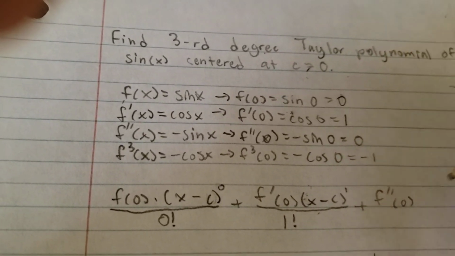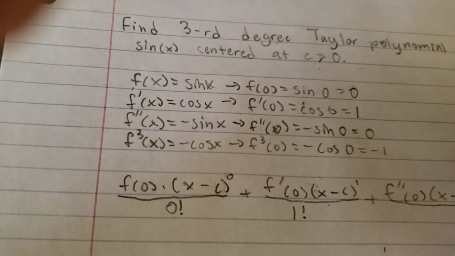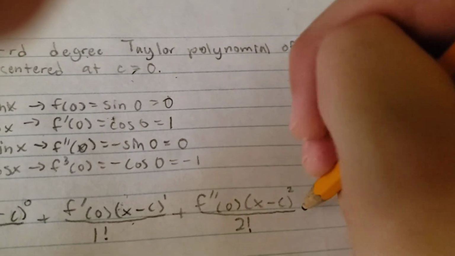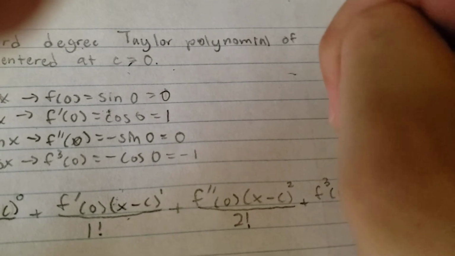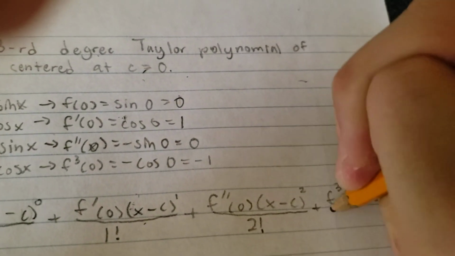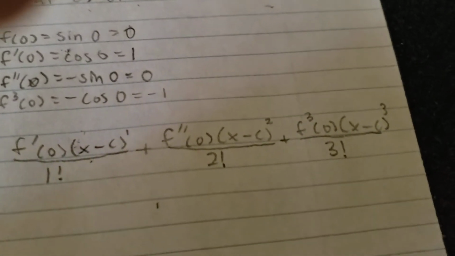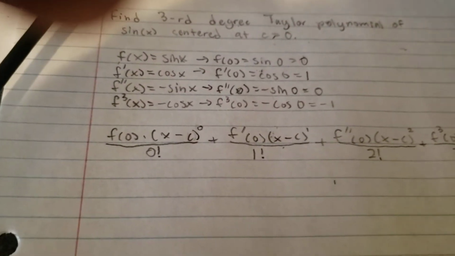F double prime of 0 times x minus c raised to the second power, all divided by 2 factorial. And last but not least, f triple prime of 0 times x minus c raised to the third power. All of that is going to be divided by 3 factorial. Essentially, we're taking the stuff that we just got and I'm going to plug in the derivatives.